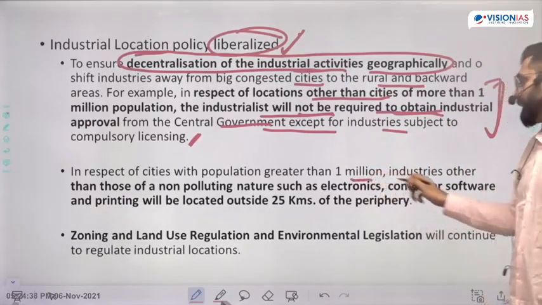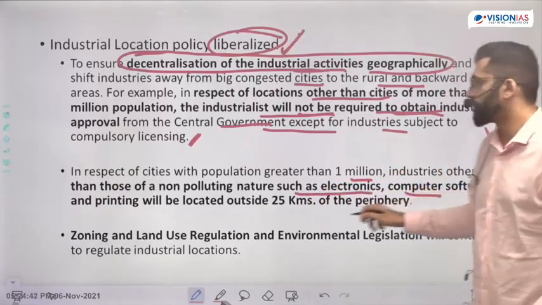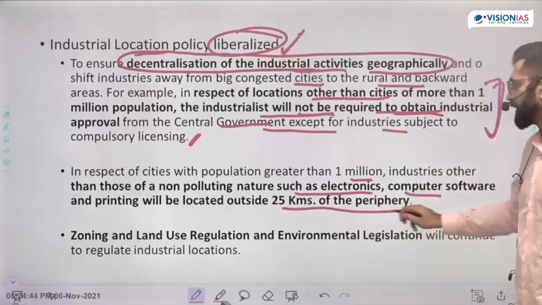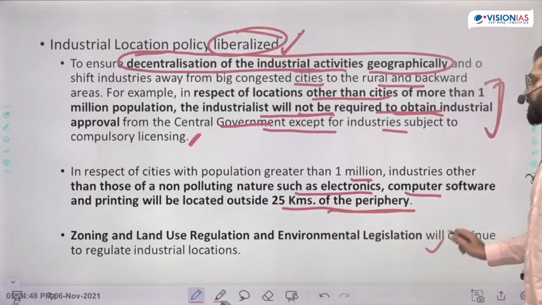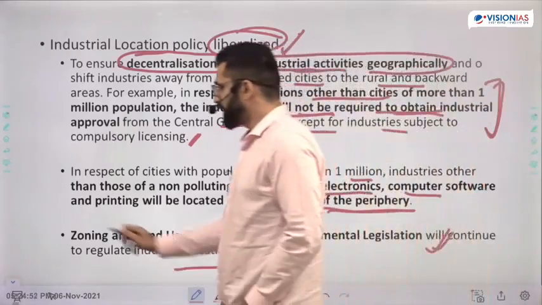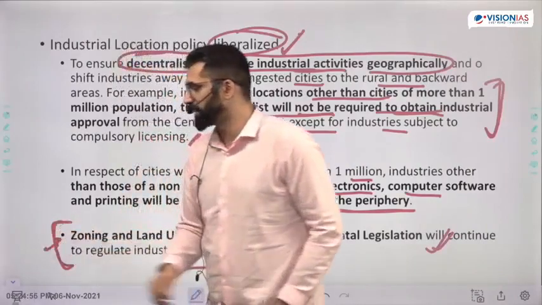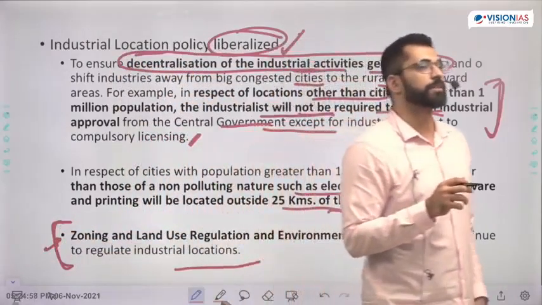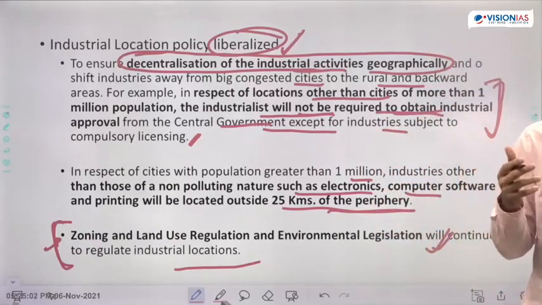In cities greater than 1 million, industries other than those of non-polluting nature such as electronics, computer, software will be located outside 25 kilometers of the periphery. Zoning and land use environmental legislation will continue. A completely free hand was not given. These are important. These type of statements can be asked. I've included these features so that you get the prelims question correct. These things can be asked in prelims.